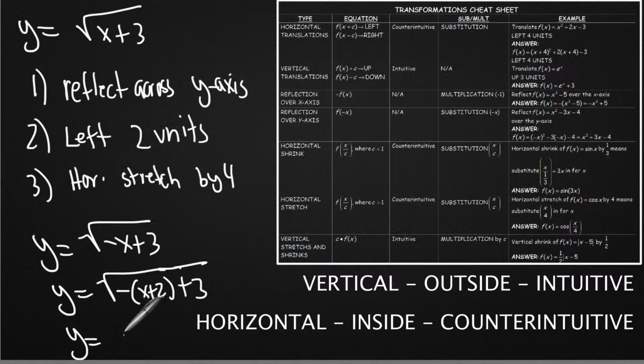So we're going to put a negative, parentheses, and we're going to replace only this x with x divided by 4 because it's counterintuitive. Stretch, you think bigger, but it's really divided by. Then plus 2 and plus 3. And that is as far as you can go.